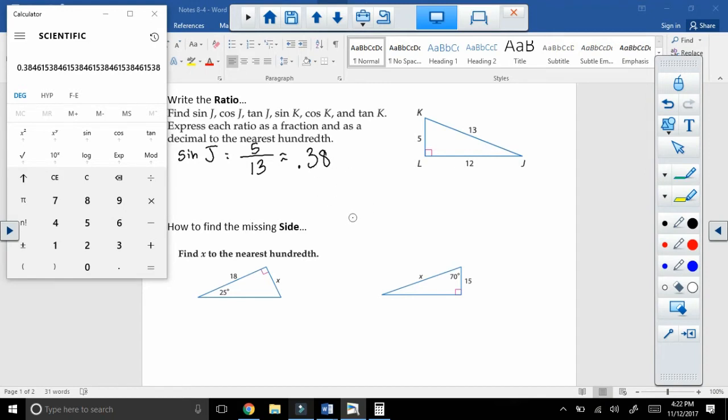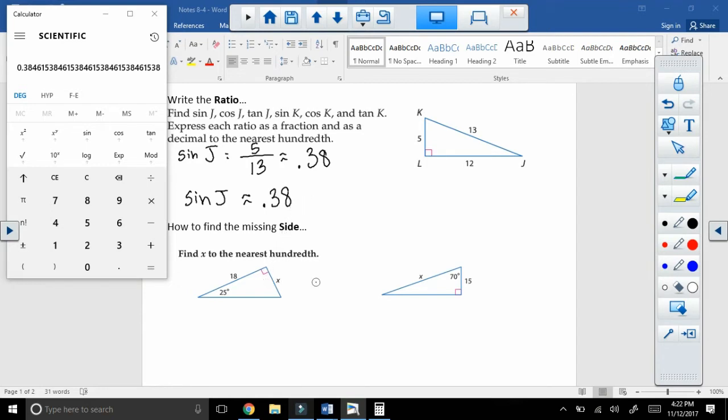And you could go through and do that for all those other ones. Because I'm going to be showing you how to use your calculator more, this step isn't going to be super important, but if you want to write out that the sine of angle J is about 0.38, you could. I would rather just leave it as a fraction. You have a more exact answer that way, and you're not having to round it for those.